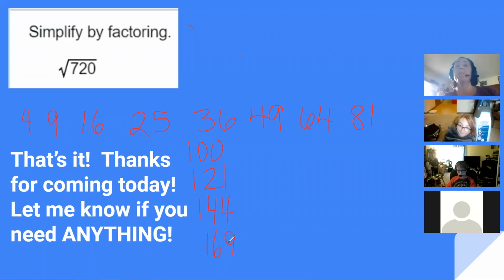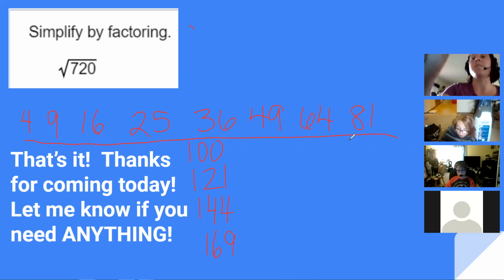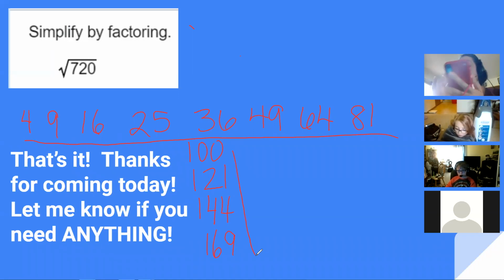Okay, so I want to pick two numbers that multiply to be 720, and one of those numbers has to be one of these. So I'm going to take my calculator, because I have no idea right now. I would go 720 divided by, I'm going to pick a big number, 64. Nope, doesn't work. So 64 is out. 720 divided by 36. Ooh, that worked, but that might not be the biggest one. So let's try bigger.